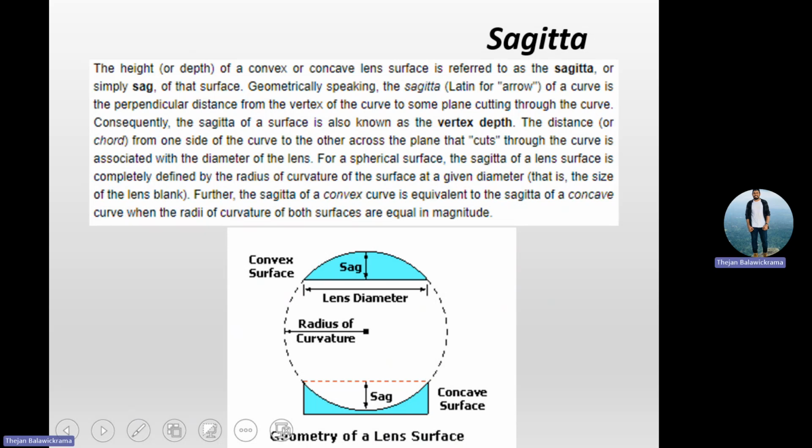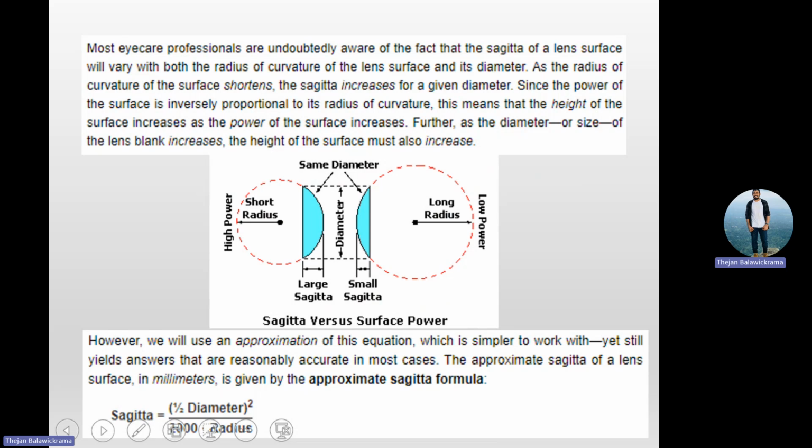Okay. Now, next one. If it is a short radius and a large radius, with the same diameters, if you think about it, the sag is different because of the radius. So I have shown that. Because there's an equation: the sagitta is equal to half diameter squared divided by 1000 radius. Okay, this equation is how to calculate the sag from the lens diameter.